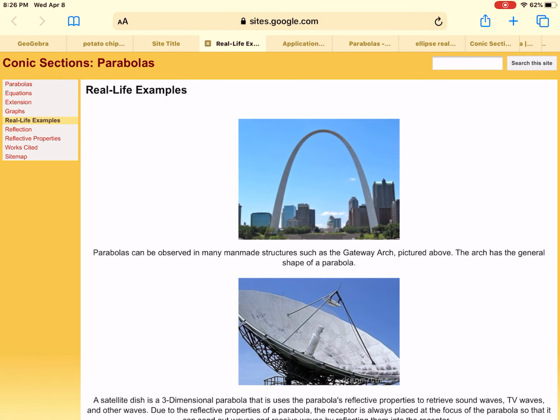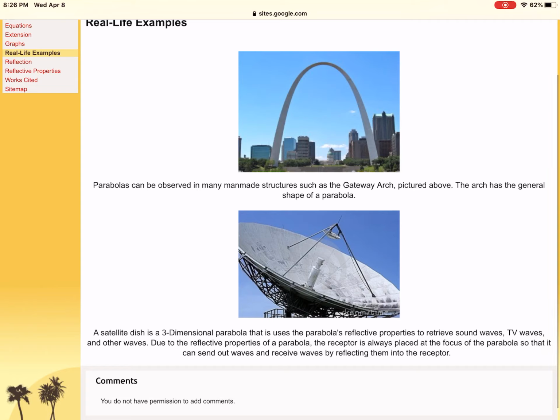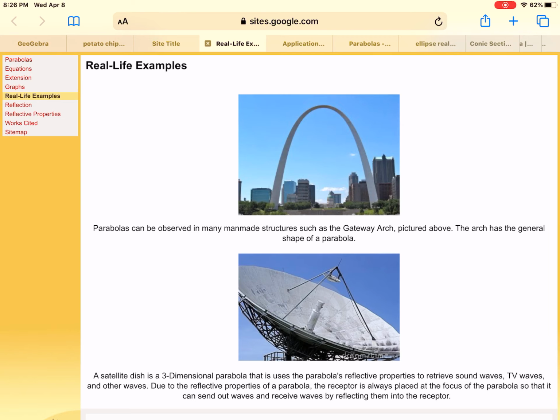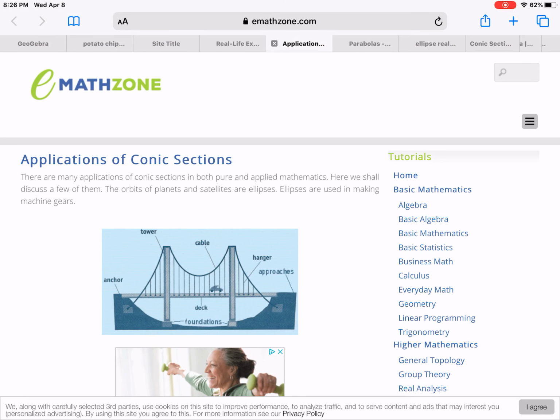This next one is pretty familiar. This is the St. Louis Arch. That is a parabolic shape. The satellite dish that you see below is also a type of parabola. It's in 3D, however, it's three-dimensional. We call that a paraboloid of revolution, and we will see that shape come up in some of our examples when we do applications.